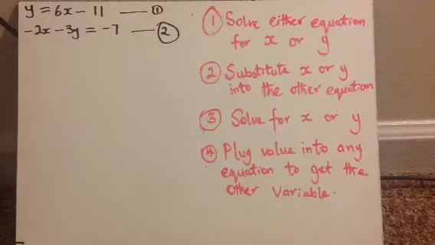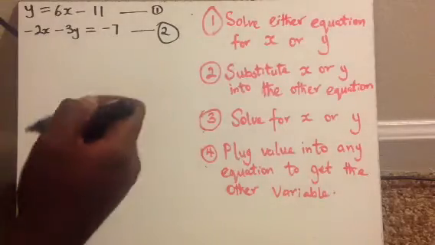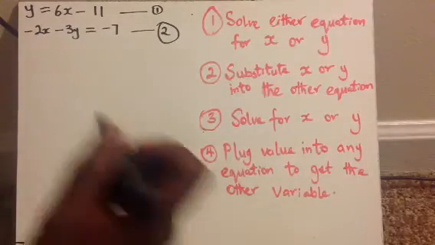So as you can see from equation 1, y is already isolated. We already have y equals 6x minus 11. So the conditions for the first step has been met. So we could jump to the second step, which says substitute x or y into the other equation. So we have to take the value from the first equation and substitute it into the second equation.